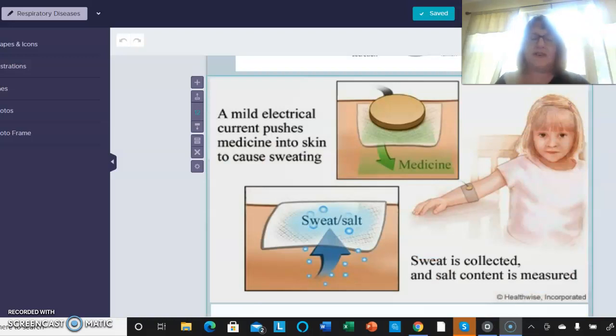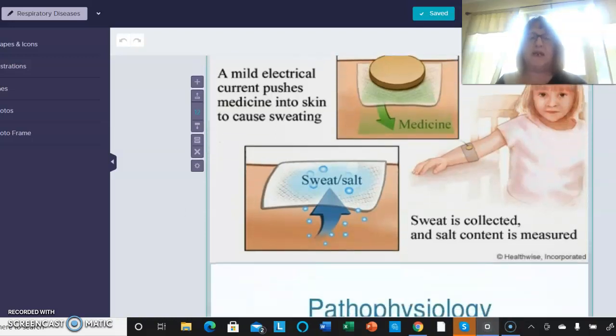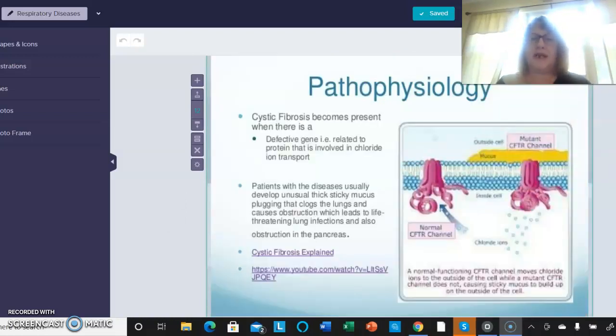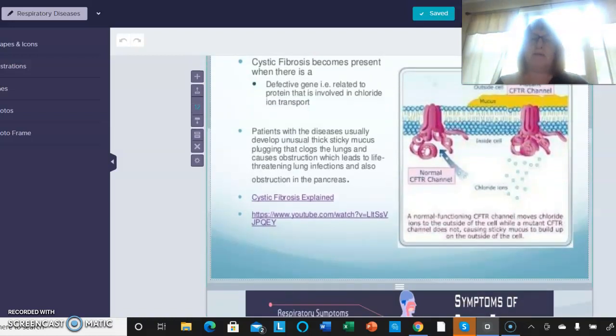Diagnosis of cystic fibrosis is through a sweat test. A mild electrical current pushes medicine into the skin to cause sweating. Sweat is collected and the salt content is measured. Cystic fibrosis is usually diagnosed in early childhood. The pathophysiology of cystic fibrosis is that it becomes present when there's a defective gene related to a protein that is involved in chloride ion transport.